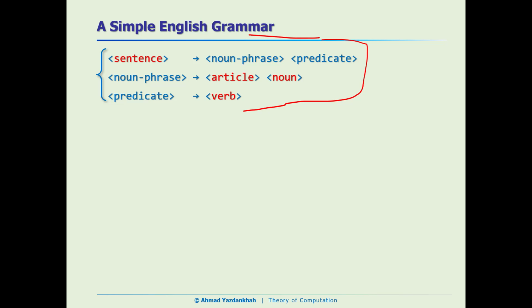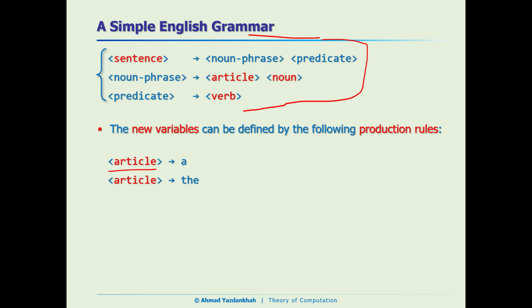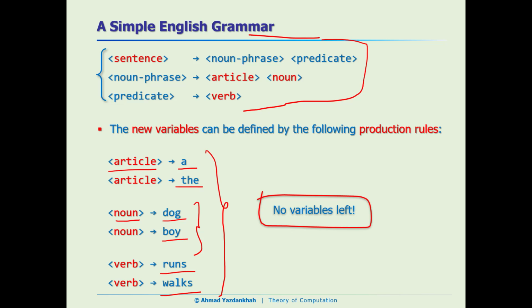Okay, so how about the article? We can define article as a or the. How about noun? Let's define noun as dog or boy. We have millions of other nouns, but since this is a simple English grammar, let's stop here to keep it very simple. How about the verb? Let's say runs, walks. Okay, now we have no undefined variables. All of the variables are defined.